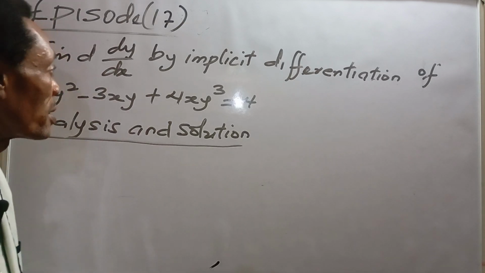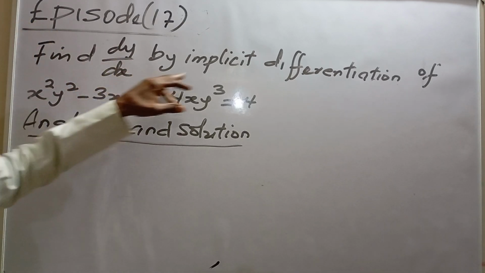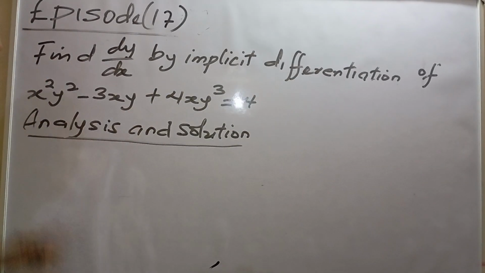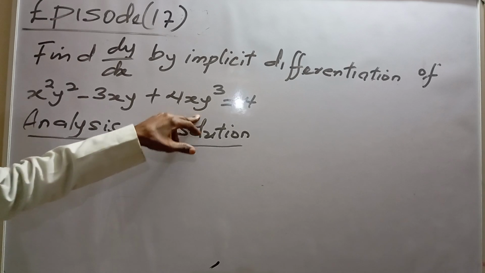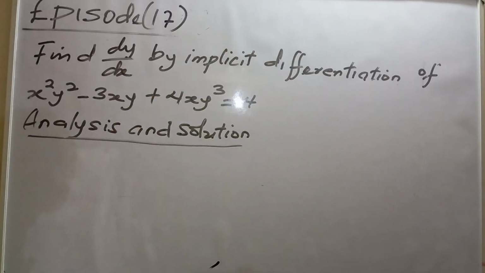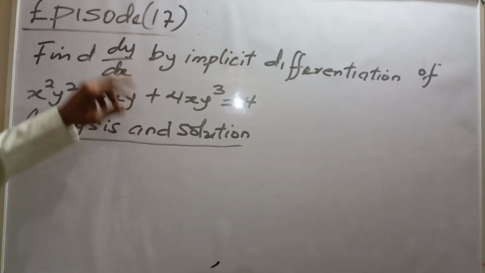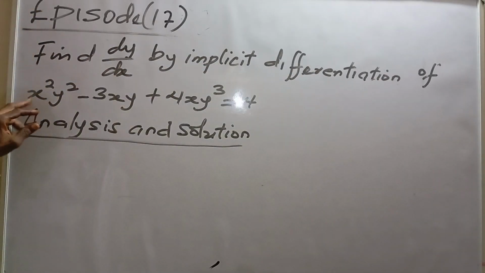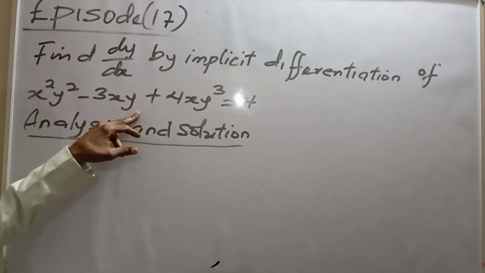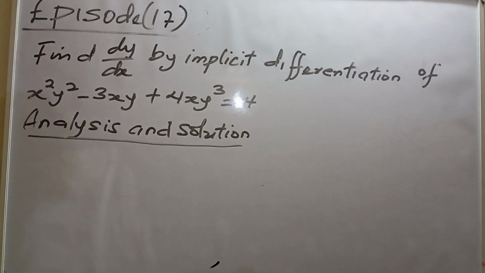Episode 17. So what does the question say? It says find dy/dx by implicit differentiation of x squared y squared minus 3xy plus 4xy cubed equals 4. That's the change in y with respect to x by implicit differentiation of x squared y squared minus 3xy plus 4xy cubed equals 4. As usual, analysis and solution.